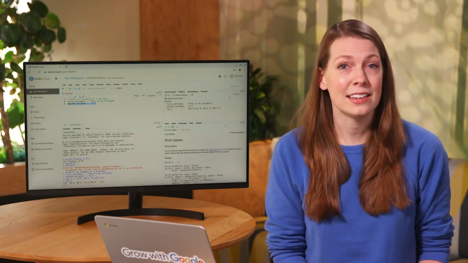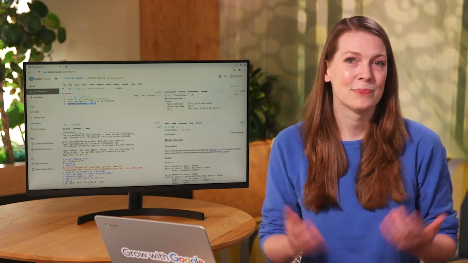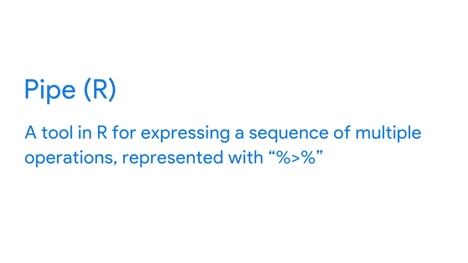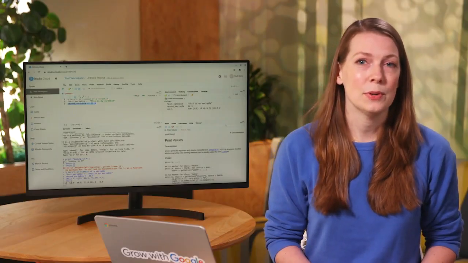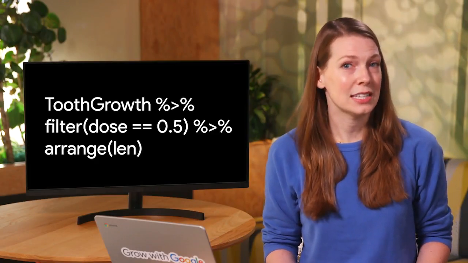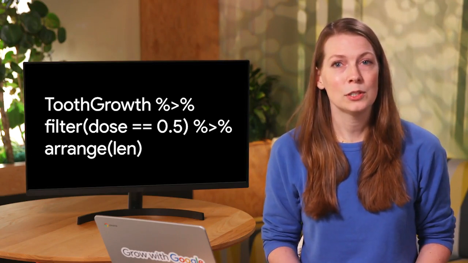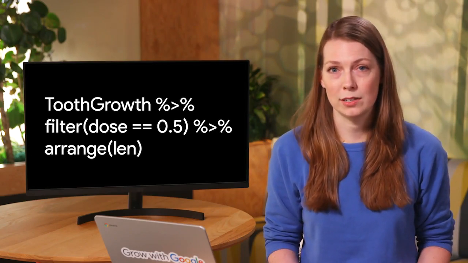That brings us to the last of our fundamentals, pipes. A pipe is a tool in R for expressing a sequence of multiple operations. A pipe is represented by a percentage sign, followed by a greater than sign and another percentage sign. It's used to apply the output of one function into another function. Pipes can make your code easier to read and understand. For example, this pipe filters and sorts the data. Later, we'll learn how each part of the pipe works.